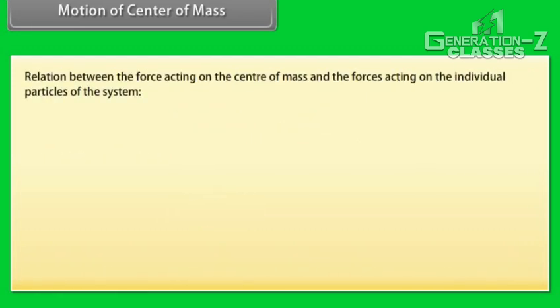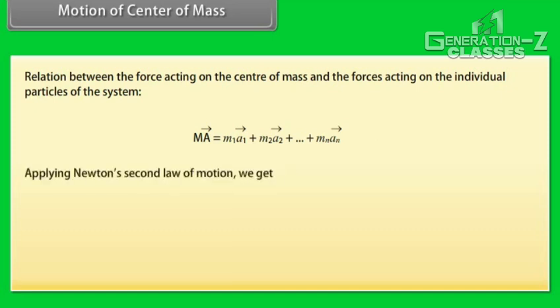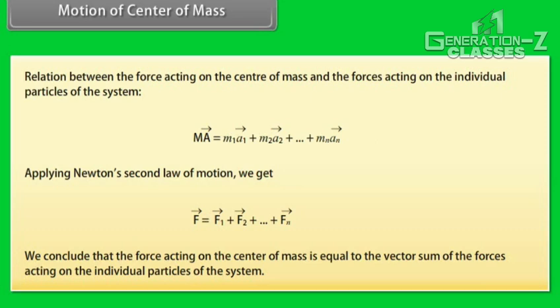Relation between the force acting on the center of mass and the forces acting on the individual particles of the system. ma vector = m1 a1 vector + m2 a2 vector + ... + mn an vector. By applying Newton's second law of motion in the above equation, we get F vector = F1 vector + F2 vector + ... + Fn vector. We conclude that the force acting on the center of mass is equal to the vector sum of the forces acting on the individual particles of the system.